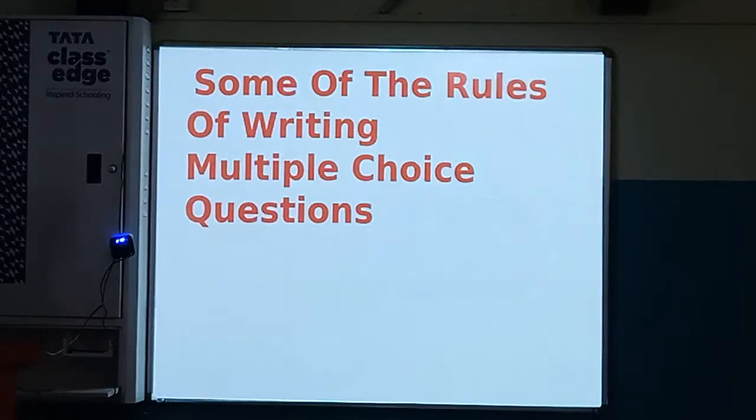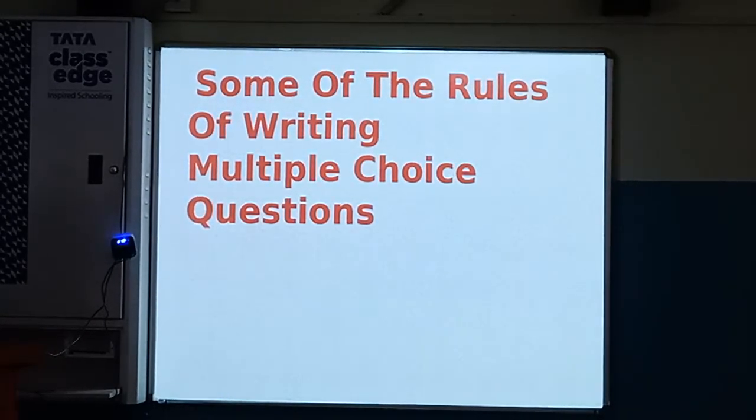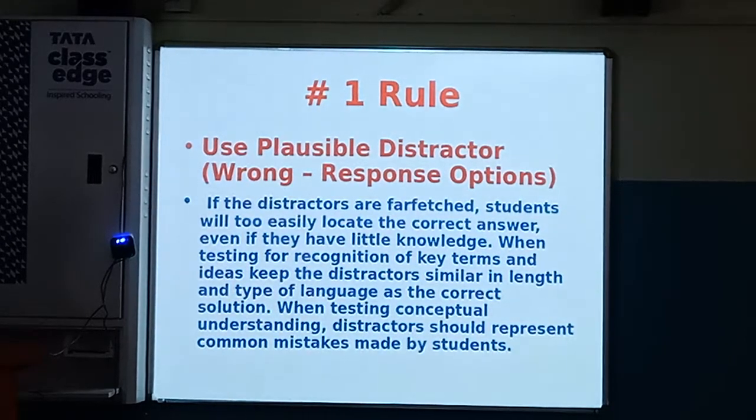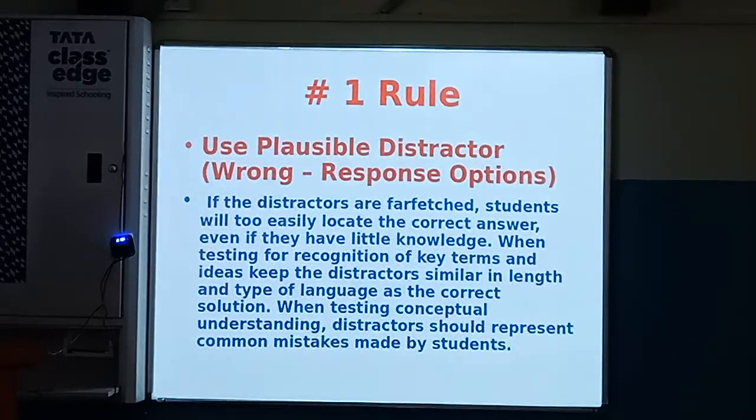Now we will see some of the rules of writing multiple choice questions. These are very, very important rules. Rule number 1: use plausible distractors. I have explained distractors: the incorrect options in multiple choice questions are known as distractors.